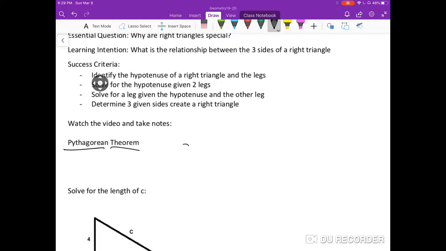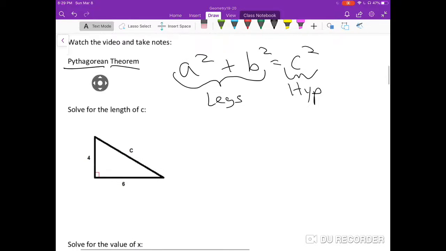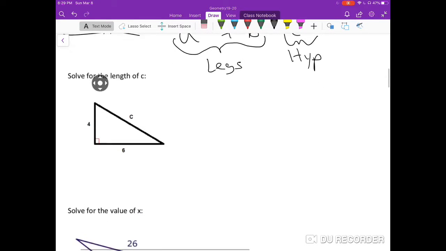All right, it's a squared plus b squared equals c squared. Very, very important. These two numbers are legs. This is the only one that matters. It's the hypotenuse. You have to know how to identify the hypotenuse of a right triangle. All right, so we're going to jump right into some examples, and I'll go over how to figure out which numbers go where. So solving for the length of c.